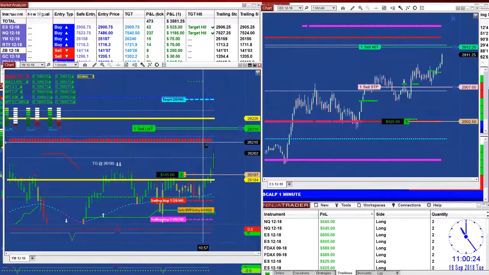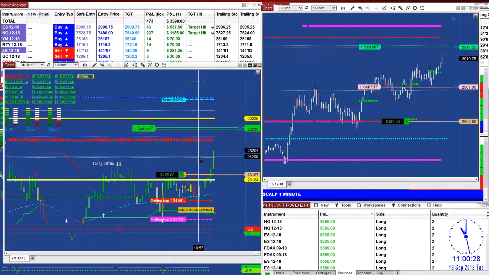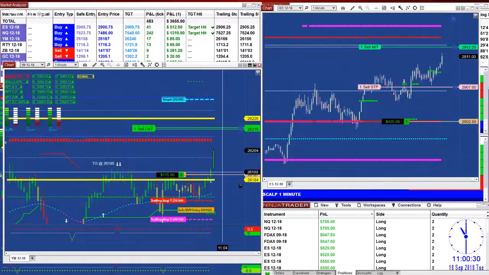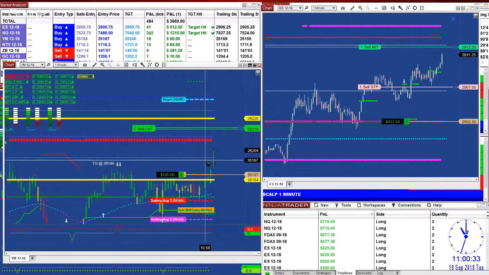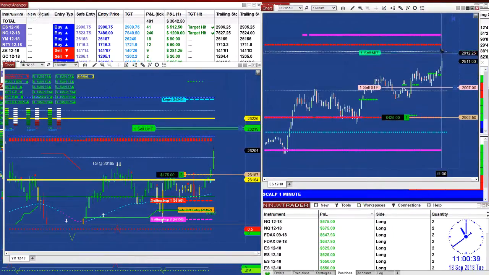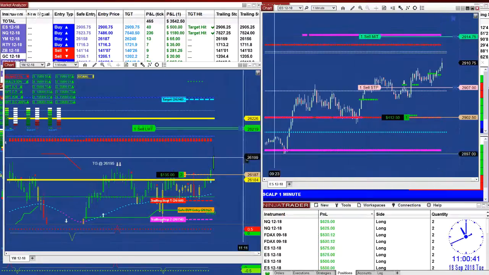at 6210. Exit on the YM, please. Or if you want to stay, use like what I've done here. There we go. We are about to hit the target on the ES, but we're going to jack it a little bit, see if we can get it.